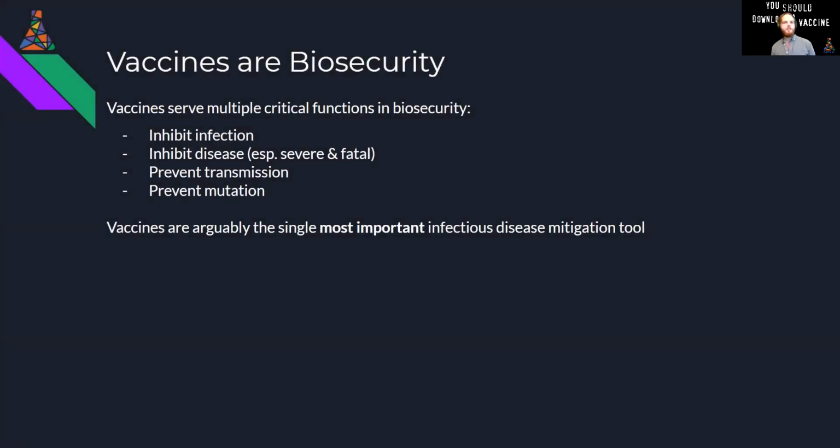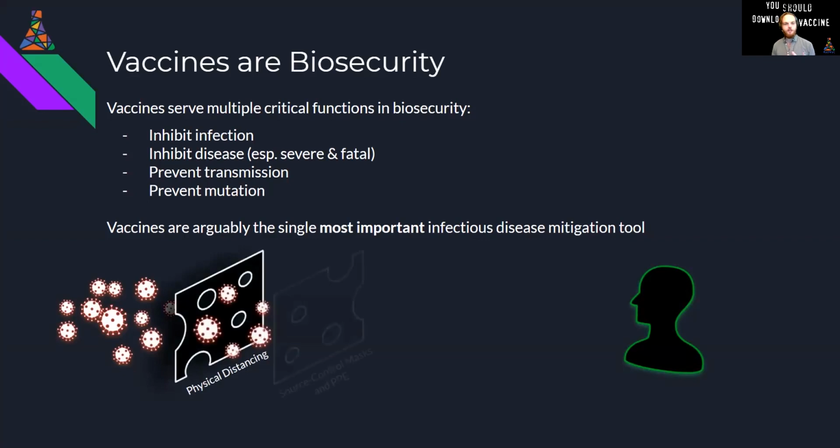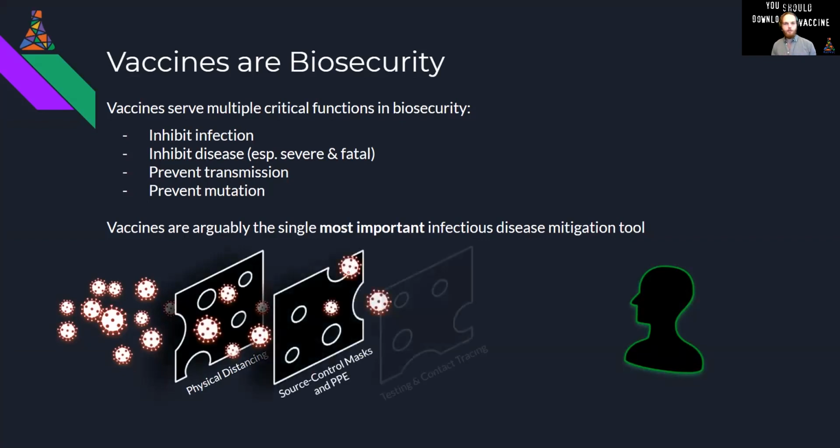So I want to get into why vaccines are a uniquely important, uniquely leverageable tool in public health and defense against infectious disease. Vaccines serve to combat disease in a number of ways, primarily by inhibiting infection, inhibiting disease, inhibiting transmission, and inhibiting replication, which subsequently inhibits mutations and the evolution of new pathogens. And although there are a variety of important and even very useful tools to achieve some of these functions, vaccines are arguably the most important.